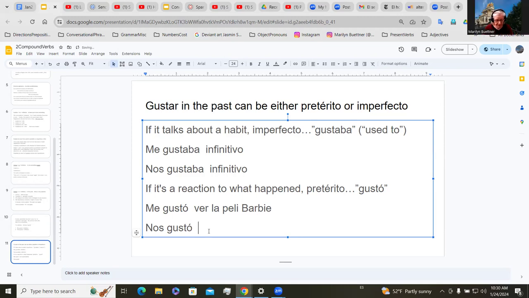Por ejemplo, nos gustó. Voy a escribir otro ejemplo. And you can see why it's a little more difficult to use an example with infinitives and gustar here, but it is possible. Nos gustó caminar. Nos gustó caminar en el Parque Nacional.